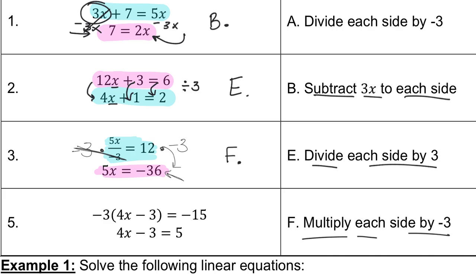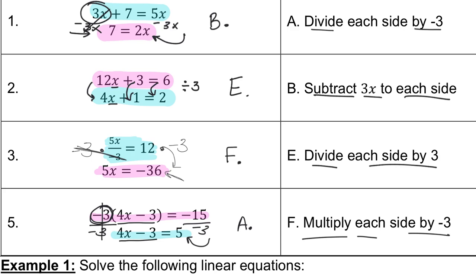So that means our last one, going from here to here, you can see that 4x minus 3, that part stayed the same inside the parentheses, but our -3 is gone. So if we want to do that, we'd have to divide by -3 to get those to cancel, and then -15 divided by -3 gives us 5. So here we did A, divide each side by -3, okay?